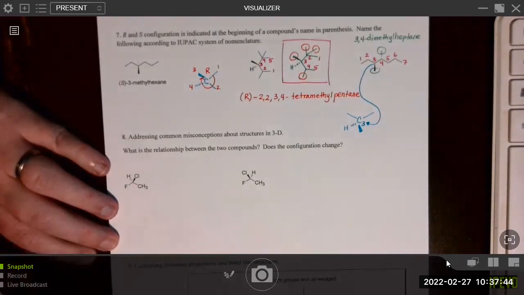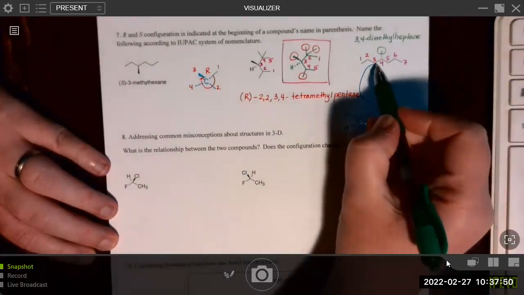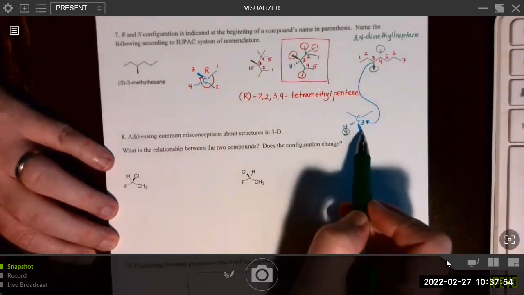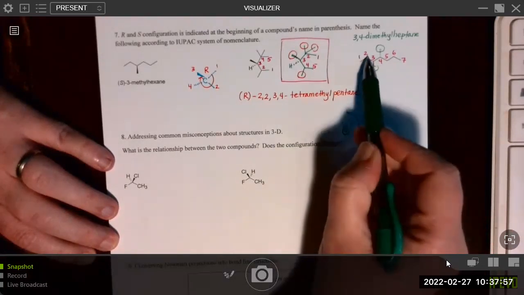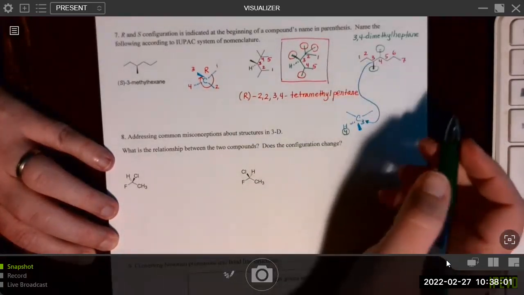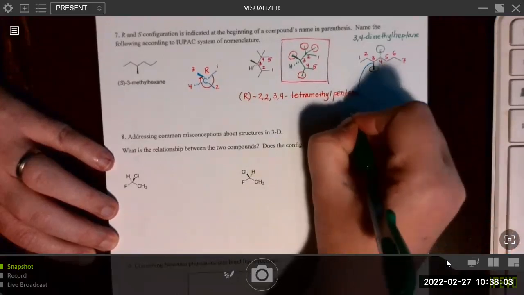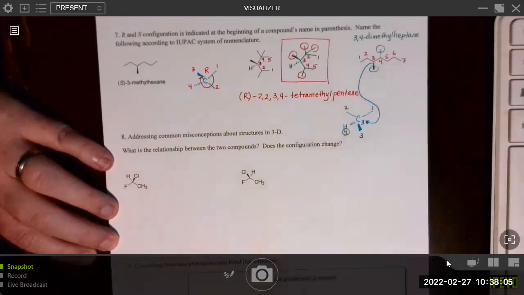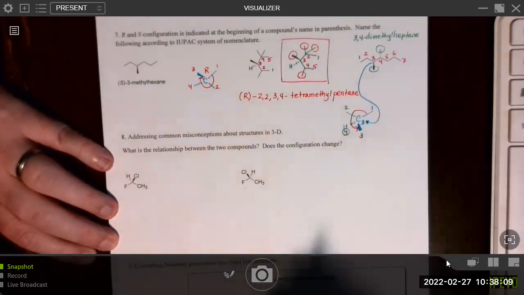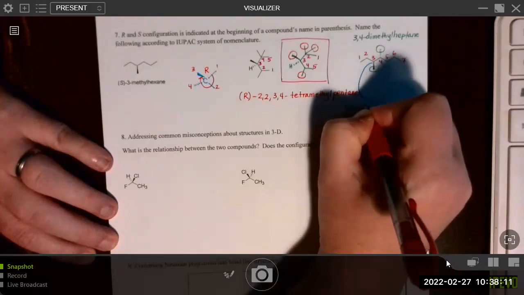All right, so for the priorities, let's do those in green. So we have the hydrogen will definitely be priority 4. And then we have the carbon, carbon, carbon. When we do the further analysis, we'll end up with 1, 2, and 3. So 1 to 2 to 3, that's a counterclockwise and S rotation.